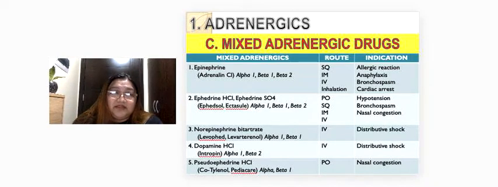Pag sympathetic, may glycogenolysis sa liver. And also these drugs may pass through the breast milk. So check when the patient is breastfeeding. Okay.